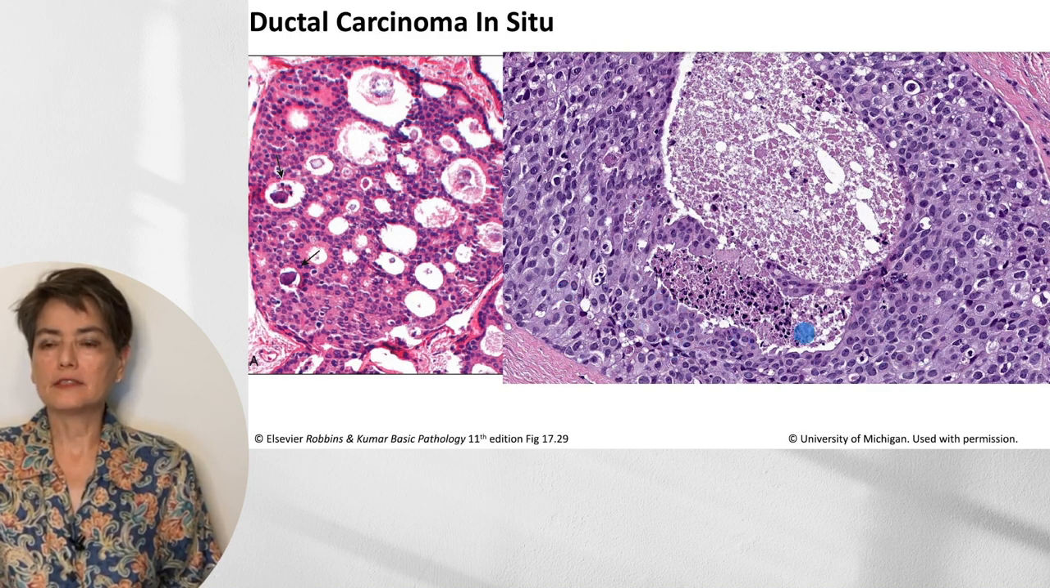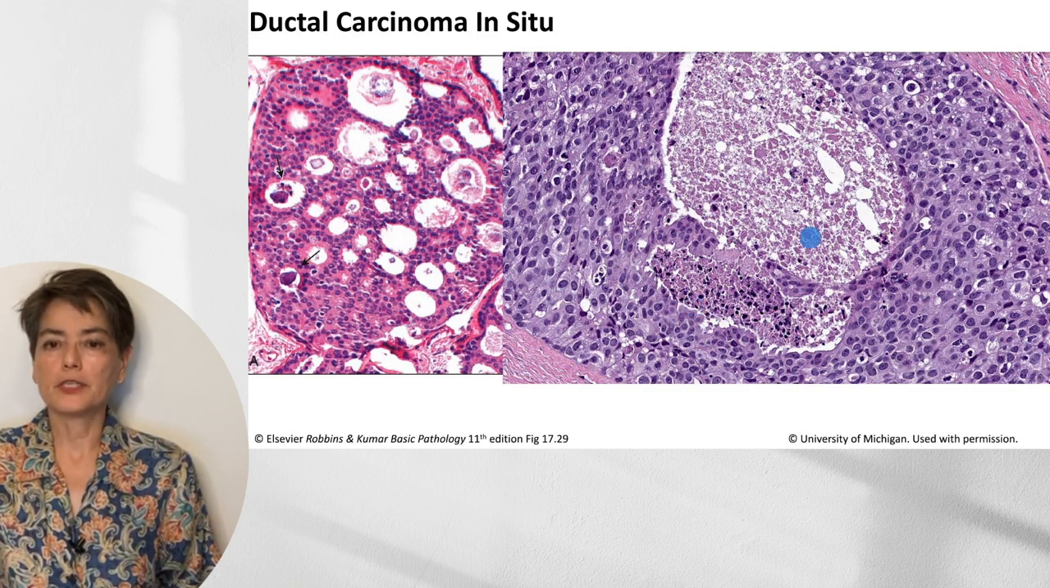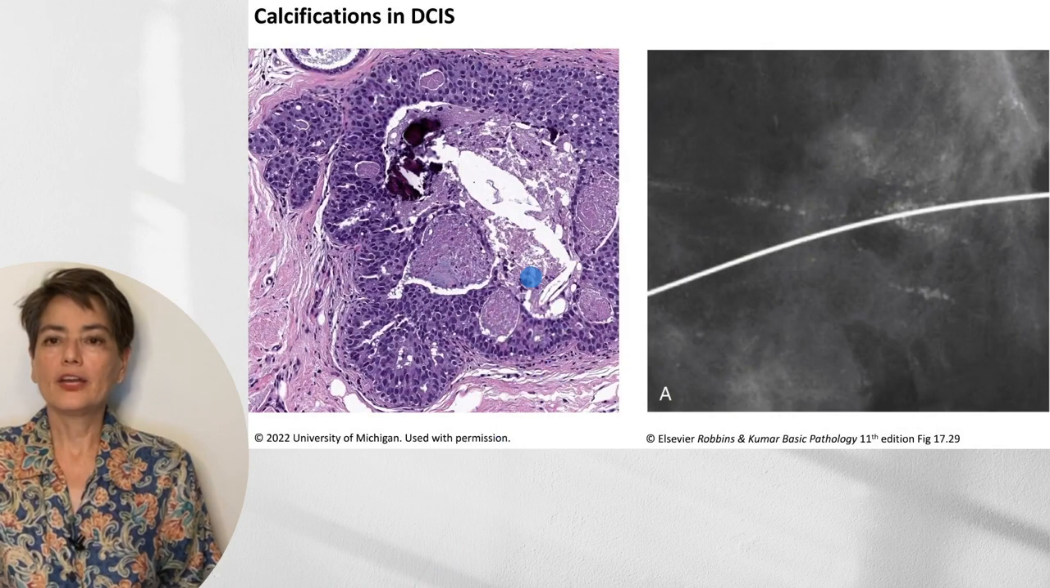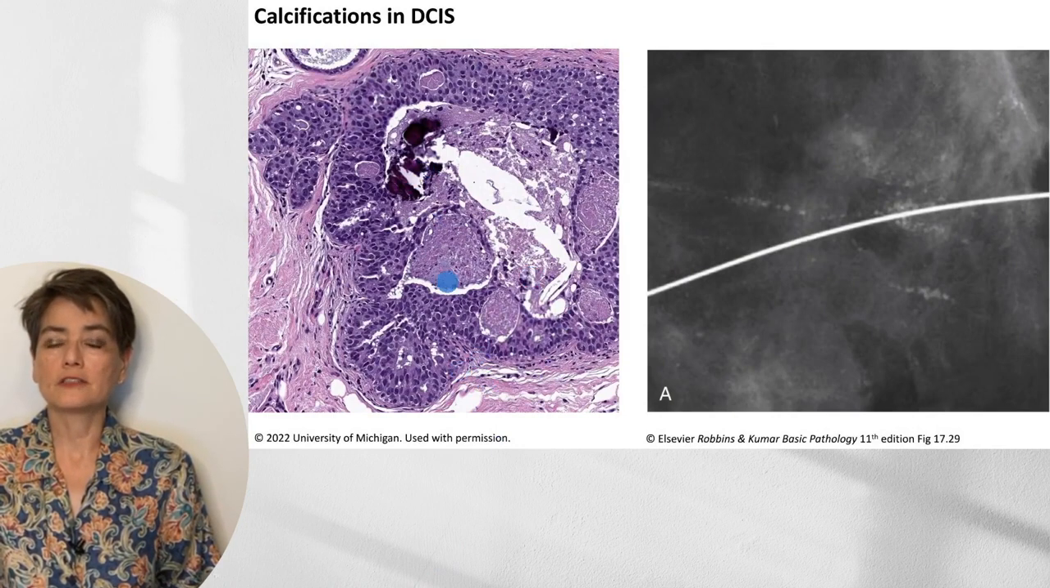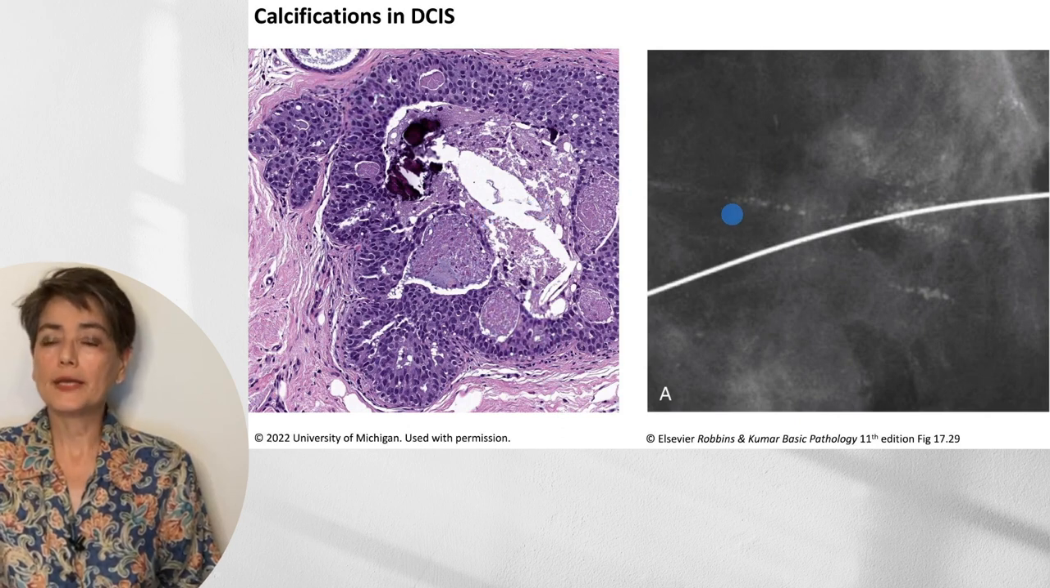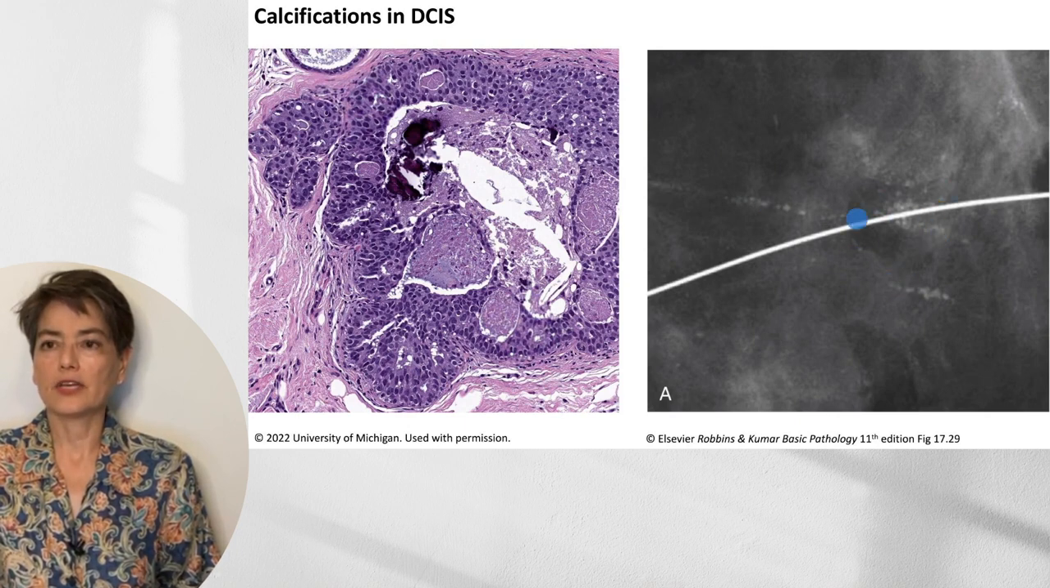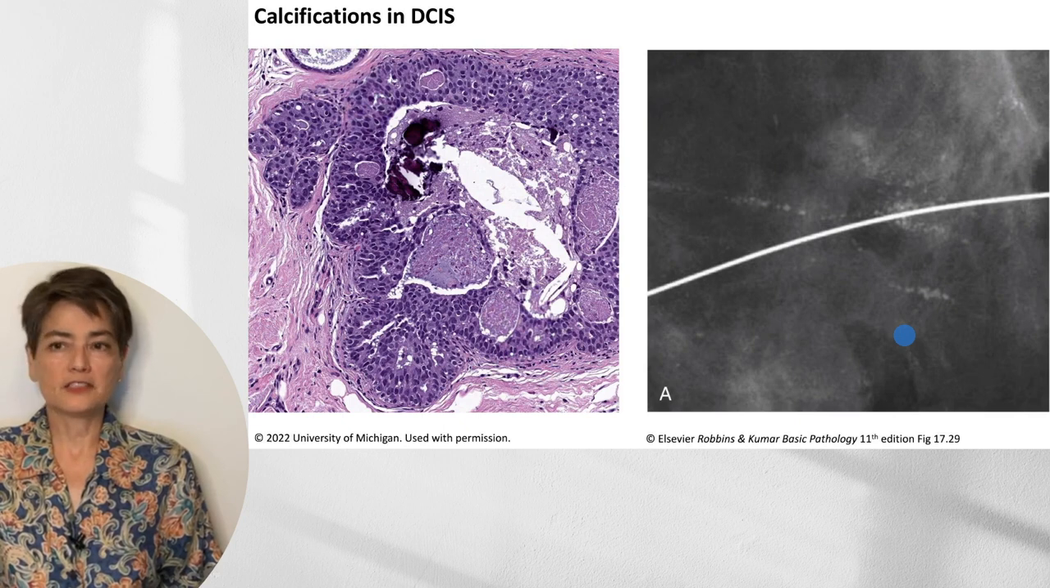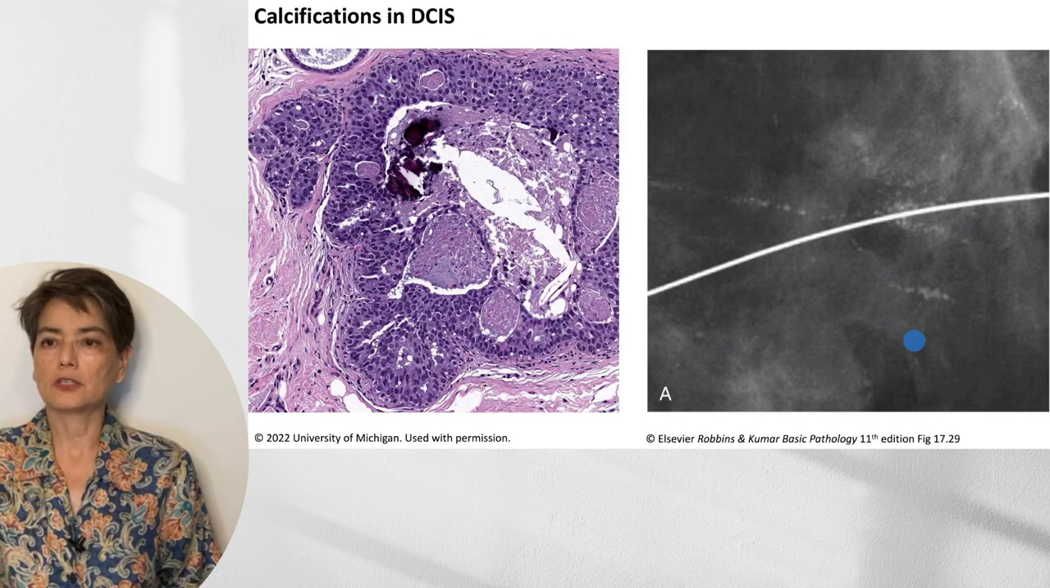And when we see this necrosis, remember from early on in the first chapter of Robbins Kumar Basic Pathology that we can get dystrophic calcification of this necrotic material. And what will that look like? Here you can see another example of ductal carcinoma in situ with calcifications of this necrotic material, which we can then see on mammograms. So you can see these densities here that are highlighting these calcifications.